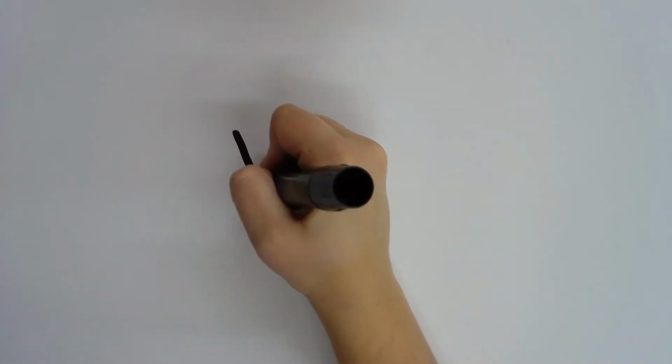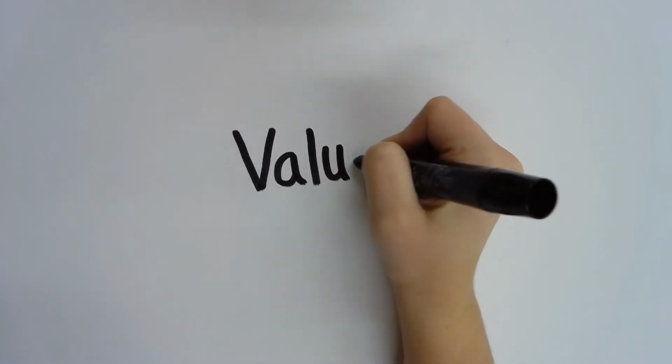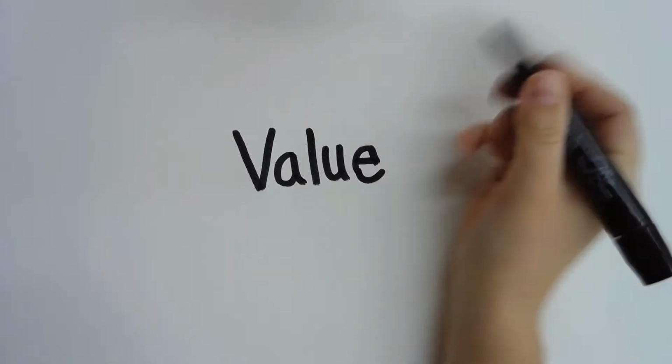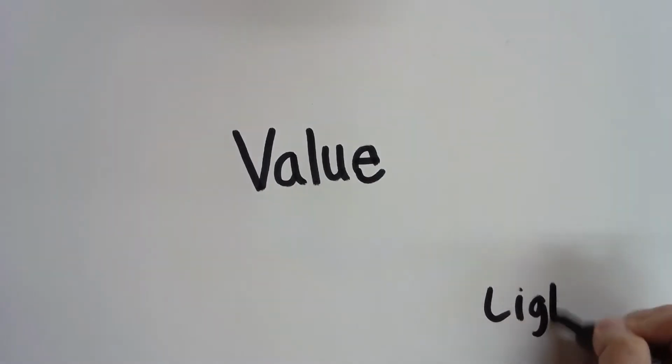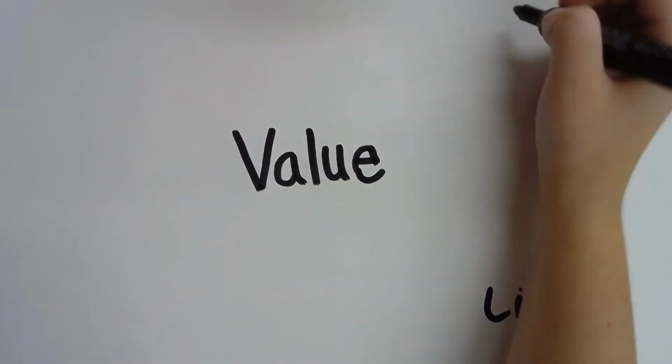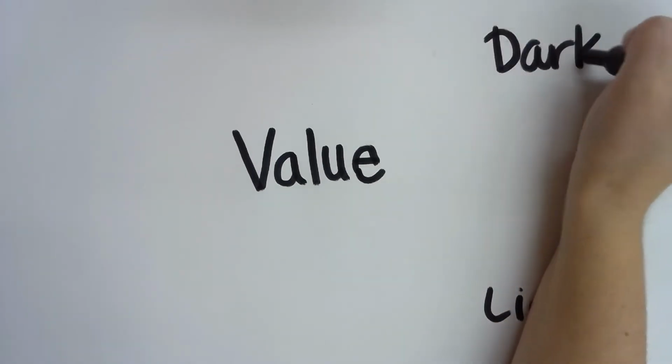Hey Art Nerds, we are going to be talking about the element of value. And simply put, value refers to the lights and also the darks within a specific hue. And that's basically all there is to it.